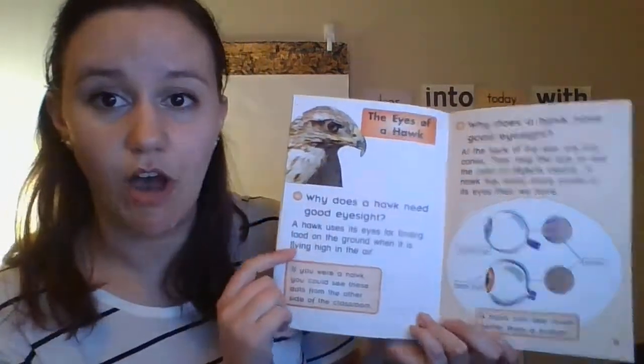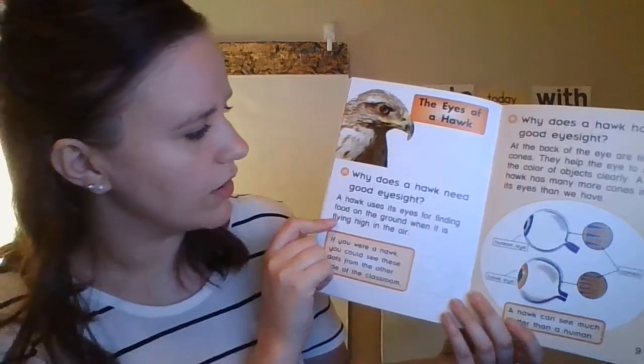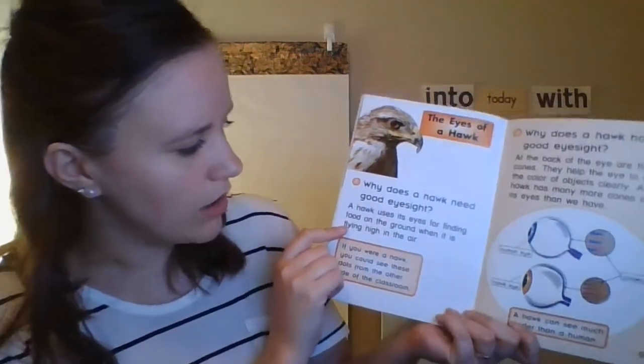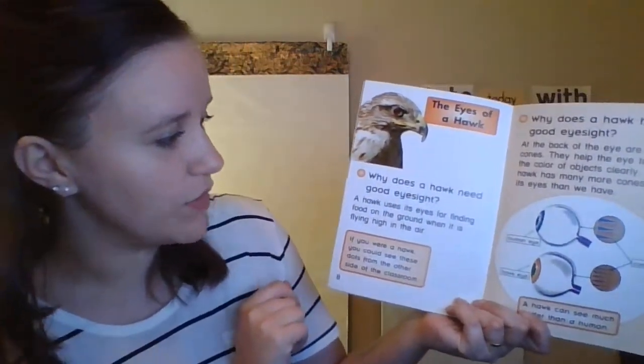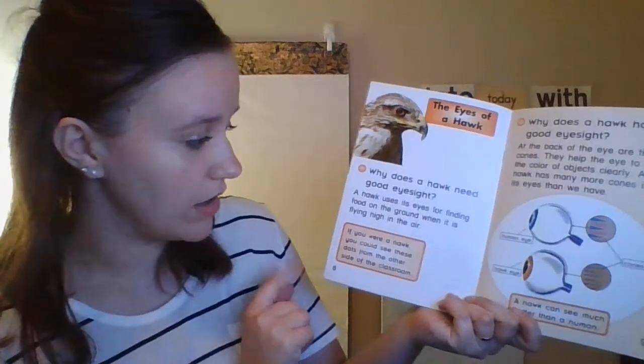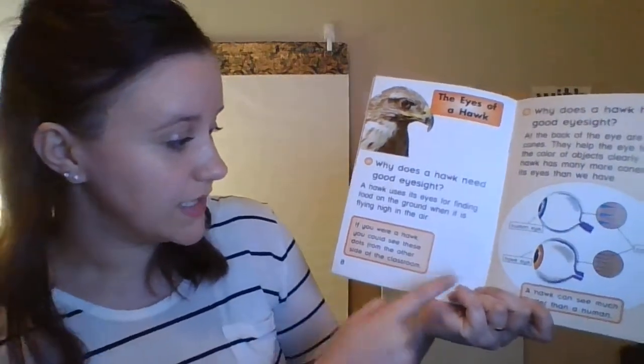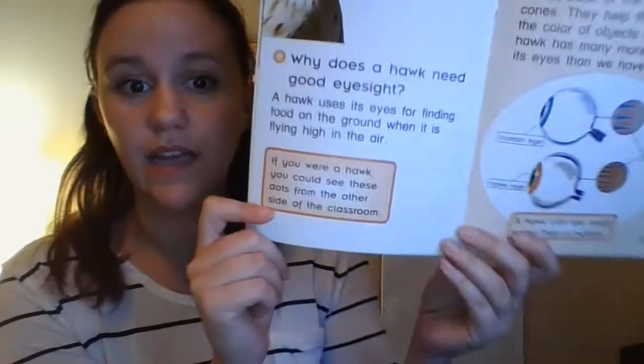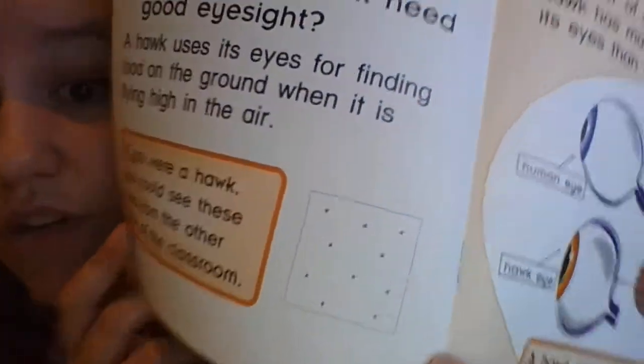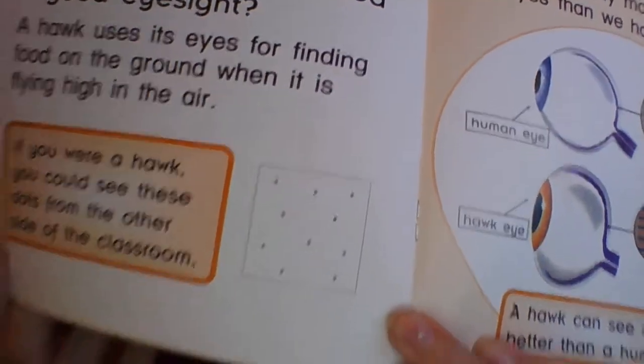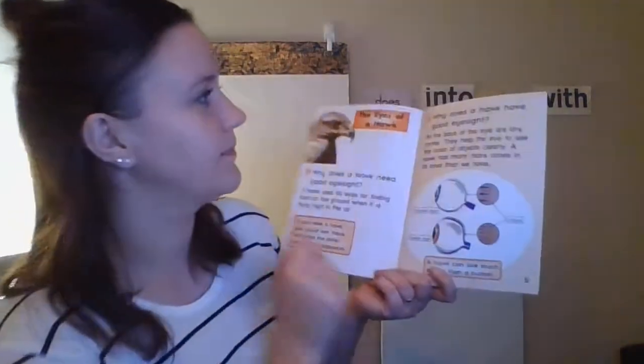The eyes of a hawk. Why does a hawk need good eyesight? A hawk uses its eyes for finding food on the ground when it is flying high in the air. If you were a hawk, you could see these dots from the other side of the classroom. To get real close to see them, but a hawk can see them far away.